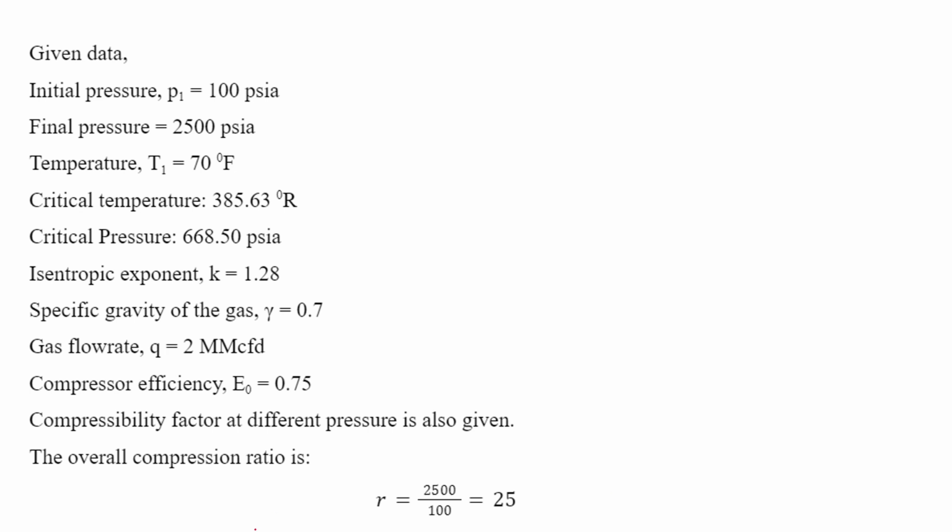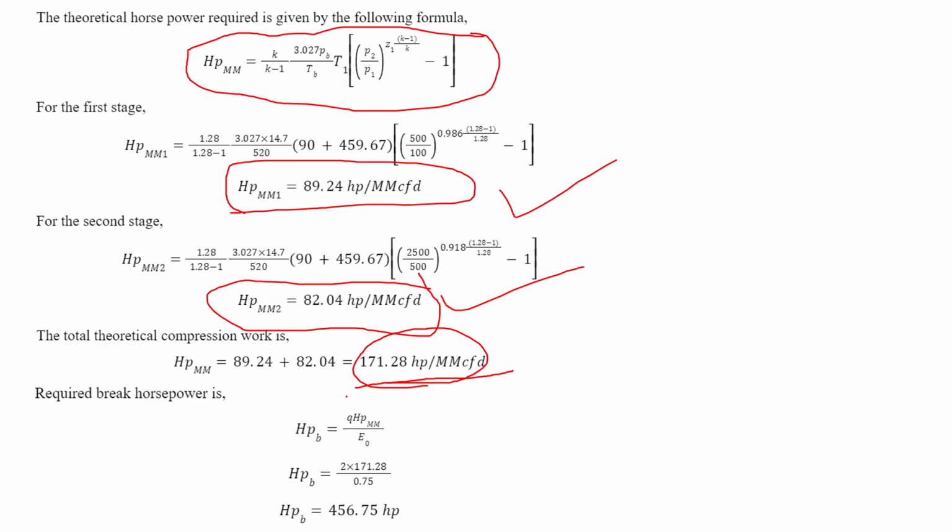So compression efficiency we know, that is 0.75. So we will divide the theoretical compression horsepower that we get by the efficiency, and from that we will find out what will be the required brake horsepower. So theoretically it is an ideal condition, but none of the compressors work at ideal condition. So to find out the real value of the power required, that will always be higher than the theoretical value.